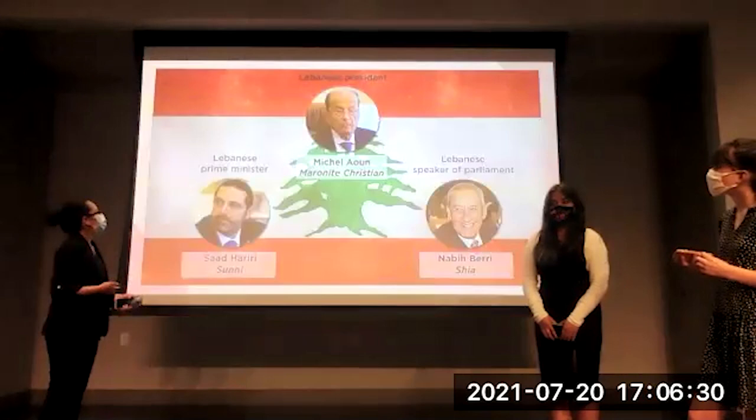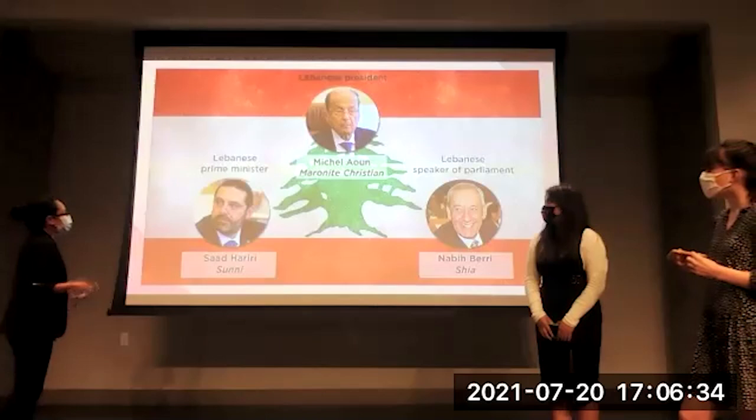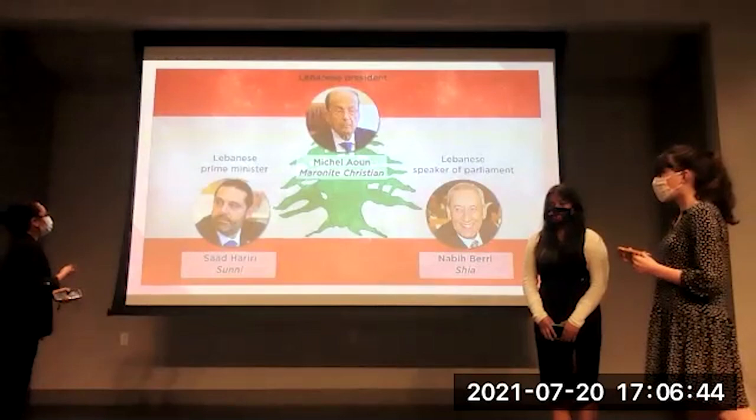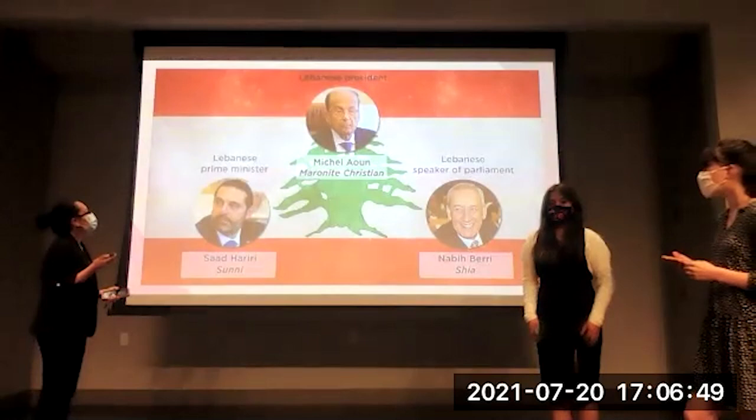So this was part of the National Pact. It basically designated Muslim and Christian religious beliefs to each of the political positions. So according to the National Pact, the Lebanese prime minister has to be a Sunni Muslim, the president has to be a Maronite Christian, and the speaker of parliament has to be a Shia Muslim.